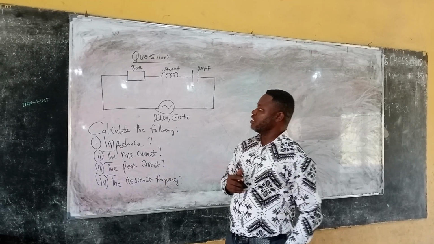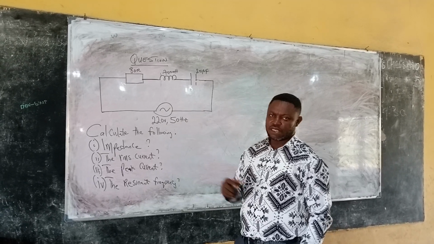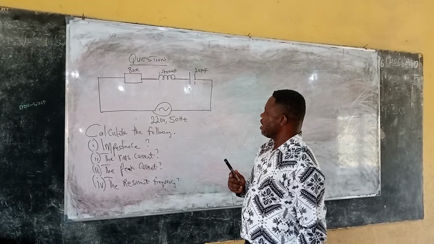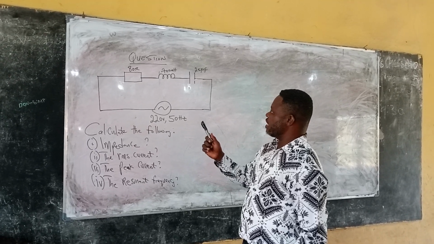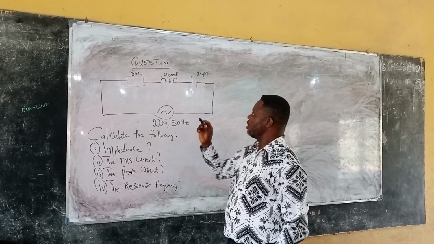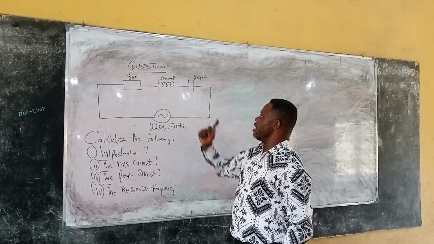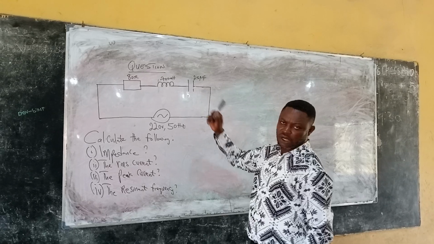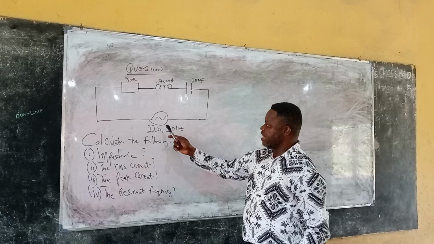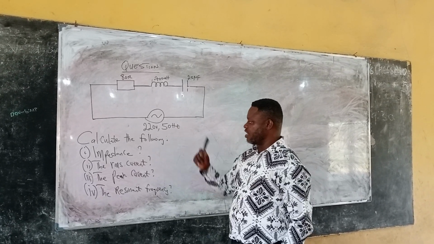So today we're going to solve this simple question on alternating current. The question is on the board, as you can see. It's a series circuit, and we've been given the resistor having resistance 80 ohms, the inductor having inductance 700 millihenry, and the capacitor having capacitance 25 microfarad. The AC source voltage is 220 volts and the frequency is 50 hertz.